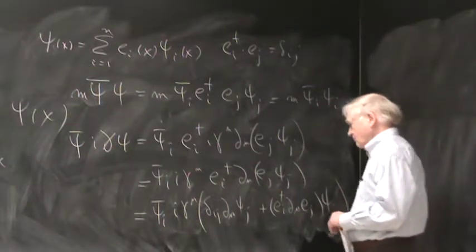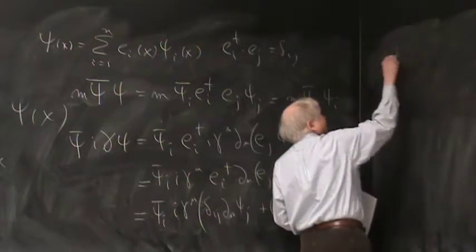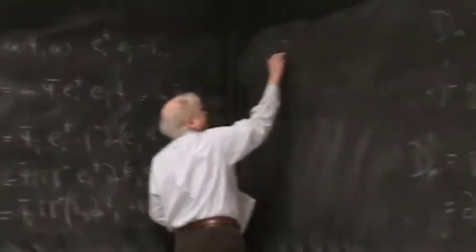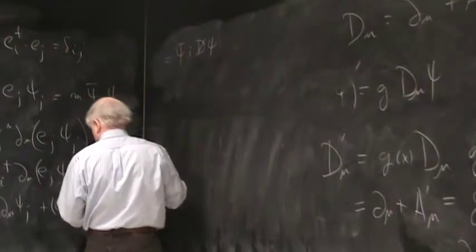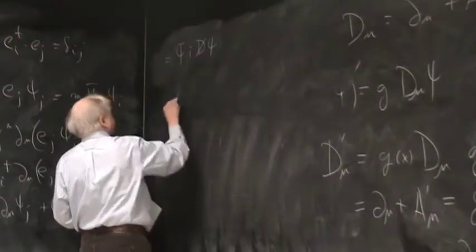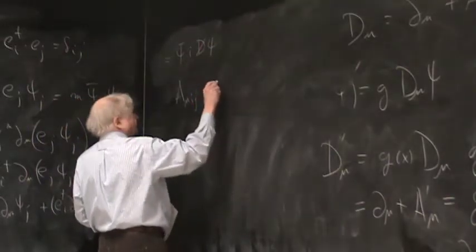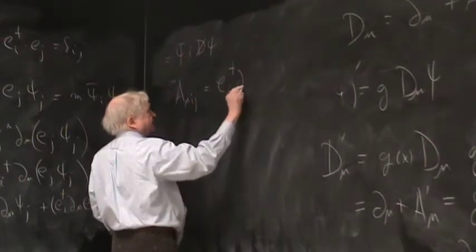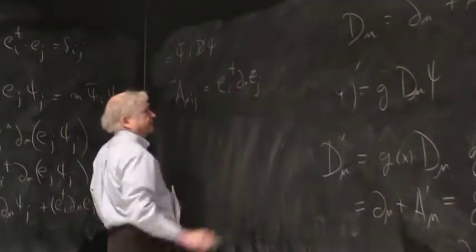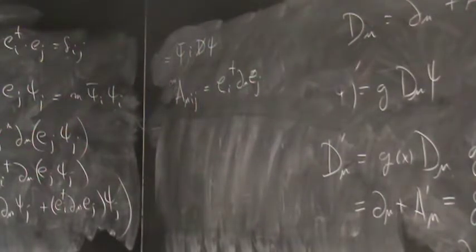And so we get that this is equal to psi bar_i d-slash psi with the identification that A_mu^{ij} is just, and this is the mathematical one, e_i dagger d_mu e_j. So that's the way I look at it.